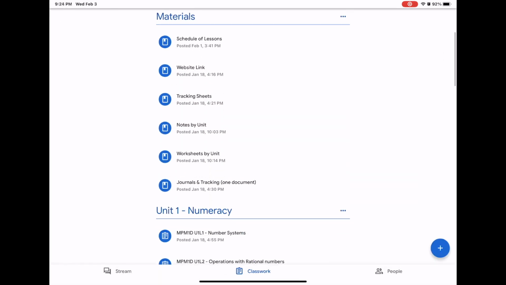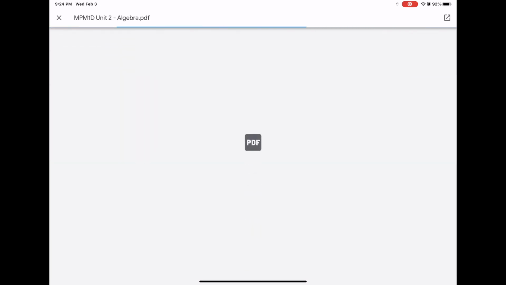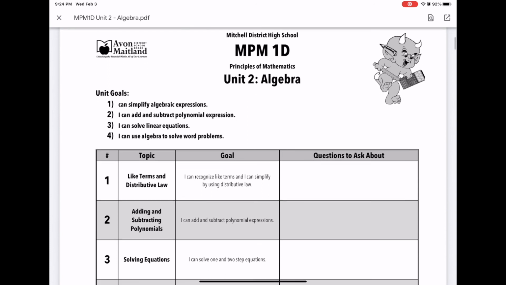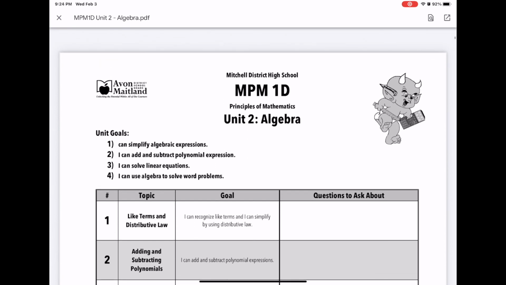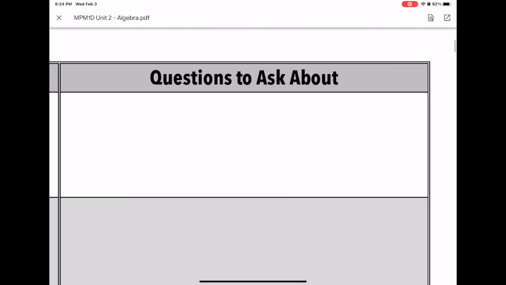The next thing we're going to look at are the notes. Here's all of the notes for each unit of study. There's a title page at the beginning that has the topic and the goal. There's also a box that is available to you to write in any questions that gave you trouble in the homework.